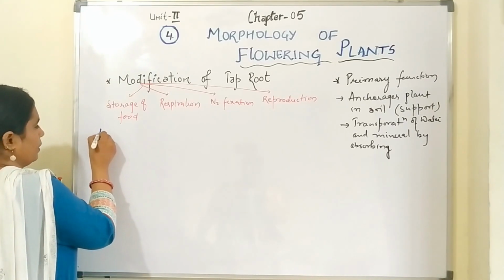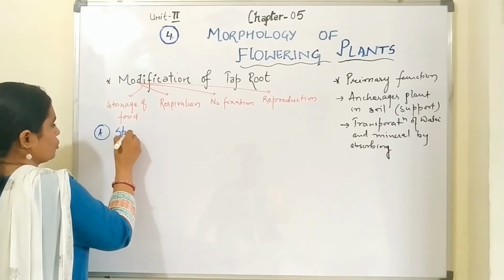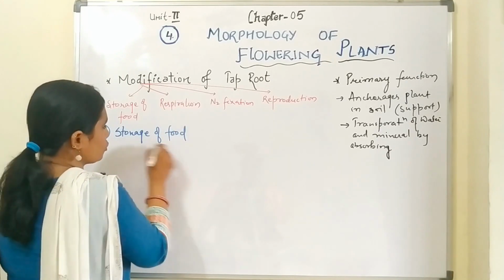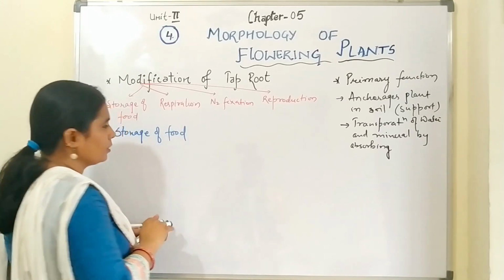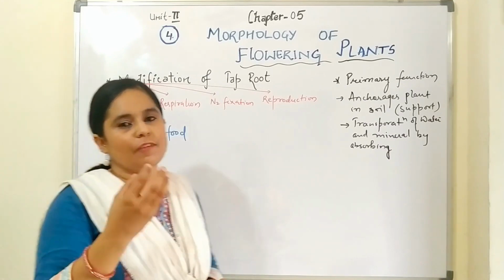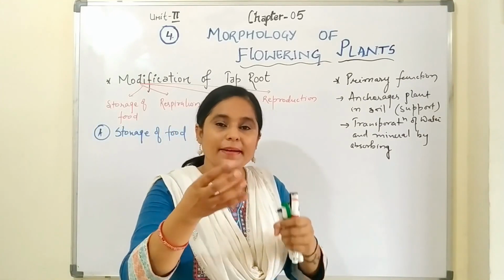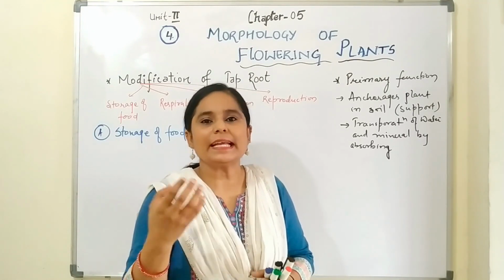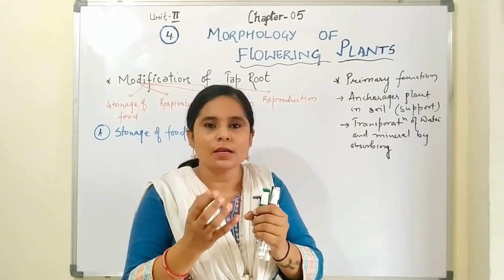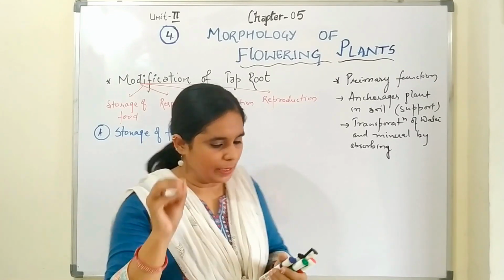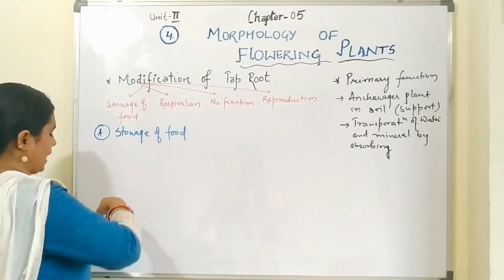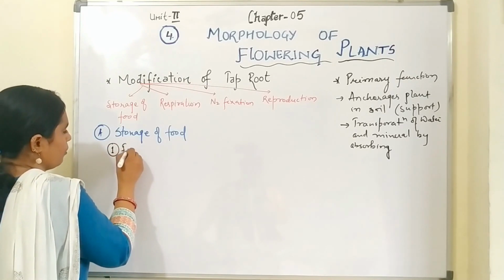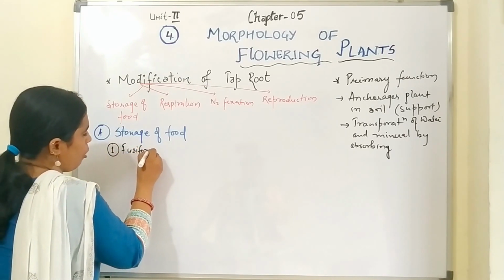First one is storage of food. So in this category, the taproot is modified for the function of storing food. When it stores food, the surface area and the volume of the root increases. It swells to store the nutritive material. So in this category, number one is fusiform root.